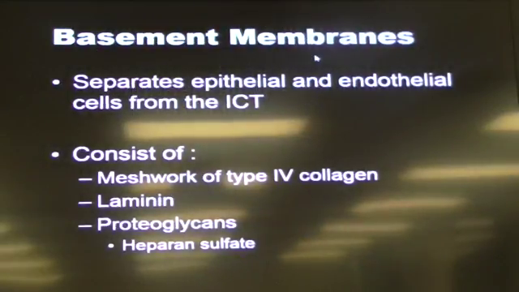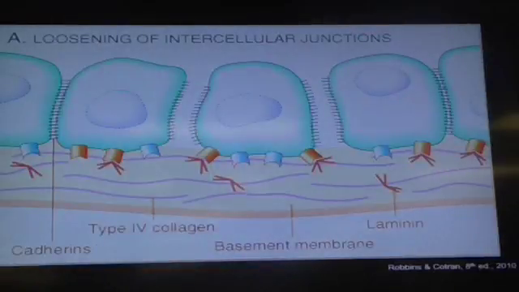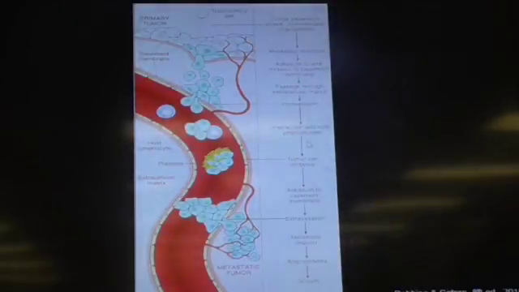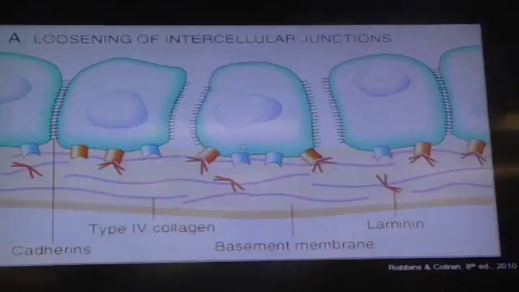The basement membrane is what separates epithelial and endothelial cells from the interstitial connective tissue. Here's the basement membrane of epithelium. I'm trying to find one in blood. Here's the basement membrane of the endothelial cells. So one way or the other, even if it started off in here and got in here, it's still going to have to breach the basement membrane.